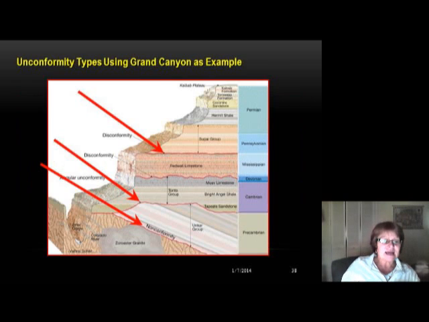And on this slide, when you play the slideshow, you will see that it shows you different types of unconformities. So this is a really good one. When you play the slideshow, it will play. Actually, this one will play too. So just do it while you're watching the slideshow.